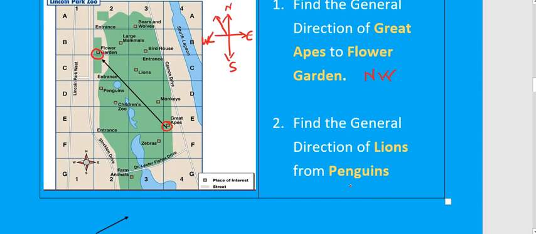Second question, find the general direction of lions from penguins. Now this is very important. From penguins means you start at the penguins because you're coming from penguins. So where are penguins? Penguins here. We're coming from penguins to lions. So that general direction is going that way. So that would be northeast, in the northeastern direction.